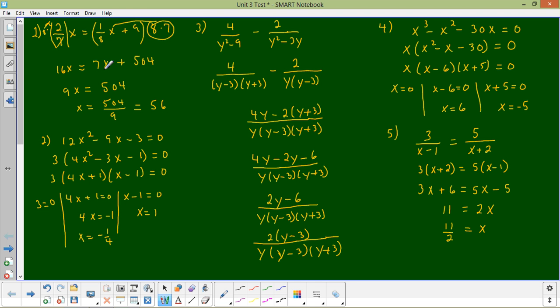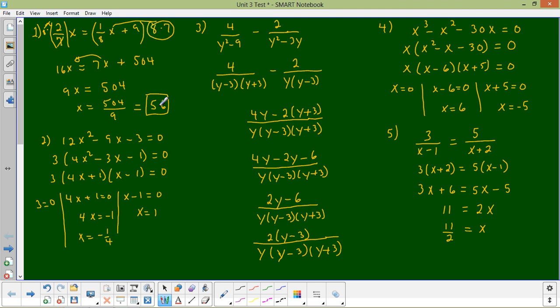So you're going to get 7x plus what's basically 9 times 8 times 7, so it's 504 there. Bring the 7x over by additive inverse, you get 9x. Divide by 9, you get a final answer of 56. Okay, so in the answer space, you merely put a 56. You don't put x equals.